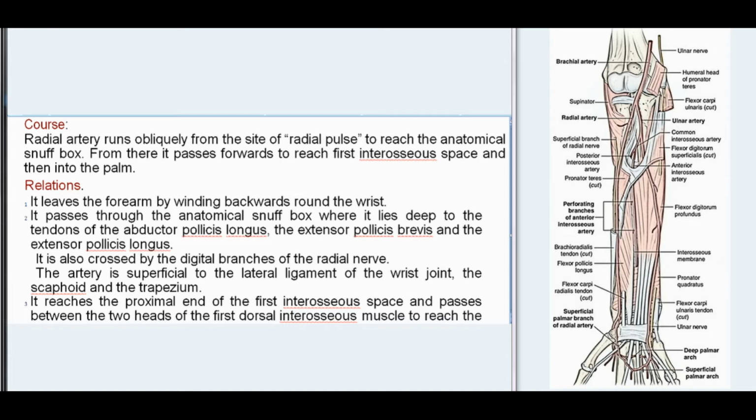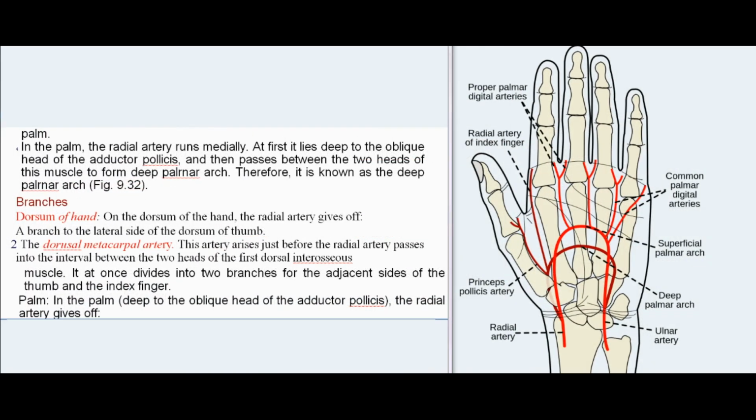The artery is superficial to the lateral ligament of the wrist joint, the scaphoid and the trapezium. 3. It reaches the proximal end of the first interosseous space and passes between the 2 heads of the first dorsal interosseous muscle to reach the palm. 4. In the palm, the radial artery runs medially.